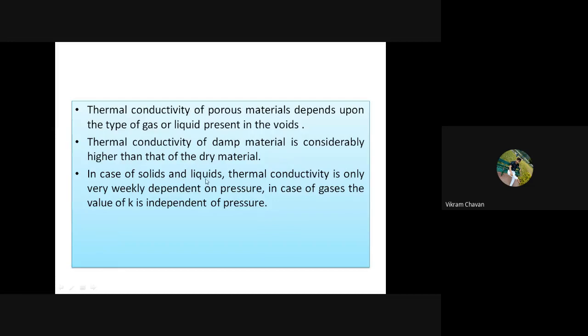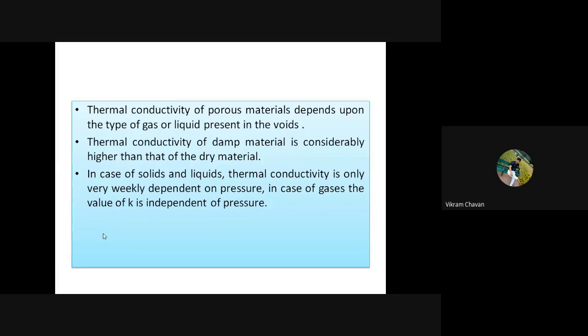The last point is also important. In the case of solids and liquids, thermal conductivity depends only very weakly on pressure. So what will happen when pressure increases on a material? How will it impact thermal conductivity? For solids and liquids, it depends very weakly on pressure. But in the case of gases, the thermal conductivity is independent of pressure. Whatever the thermal conductivity of a gas is at atmospheric pressure, that will be its thermal conductivity at all different pressures.